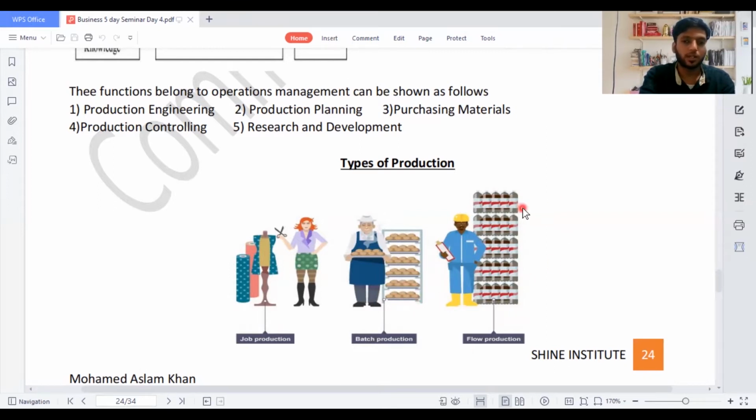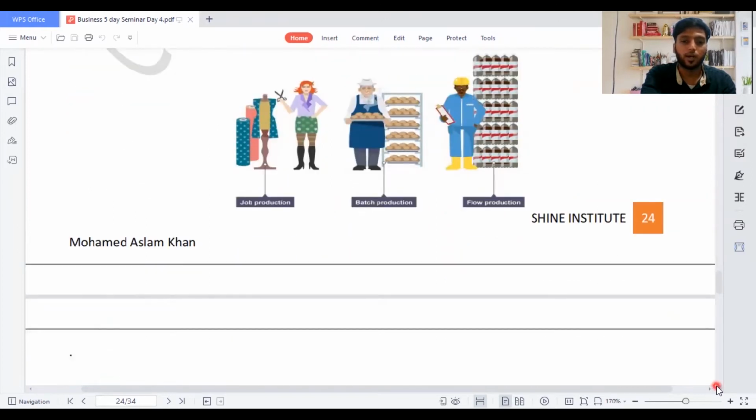Flow production is not like that. It produces one product for the entire market. We take Coca-Cola, we take Dairy Milk as a good example. Dairy Milk is also one product, produced for the entire market. So when they produce one product for the entire market, it's easy. You put the product out and you start selling it. That's what we call flow production. Let's see what the advantages and disadvantages are.